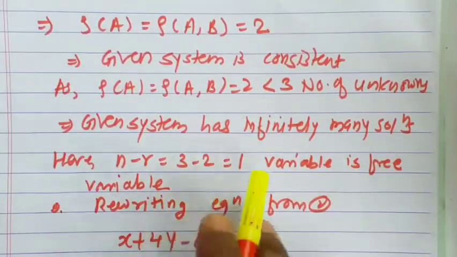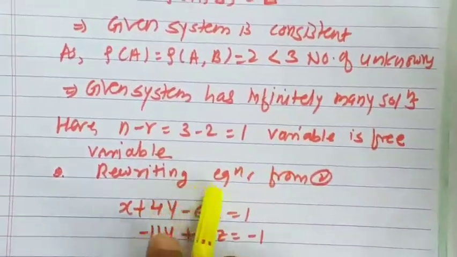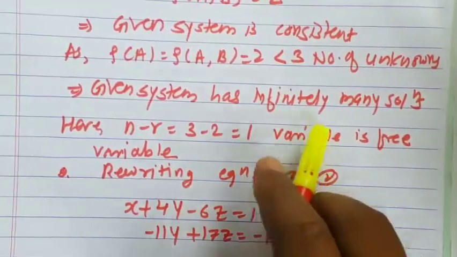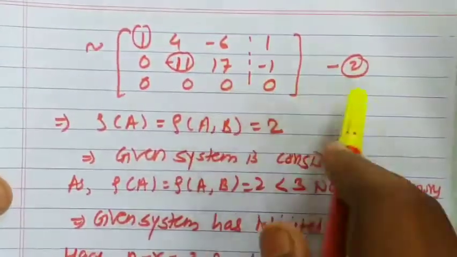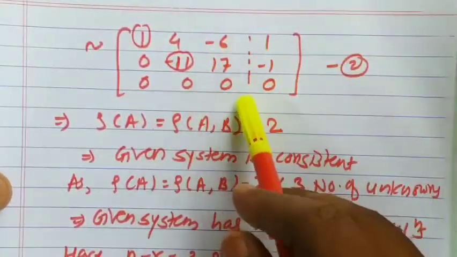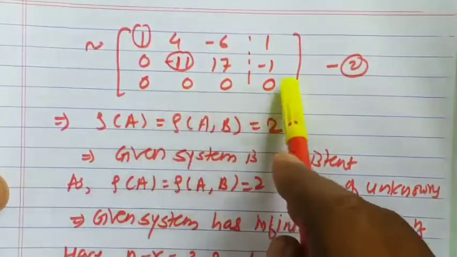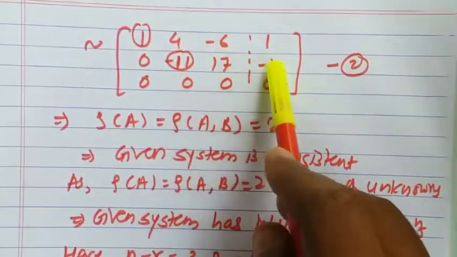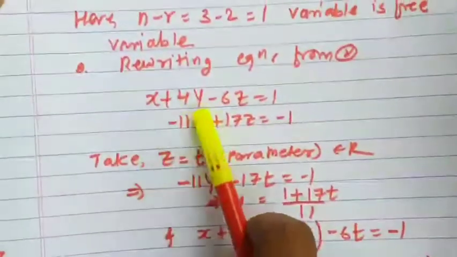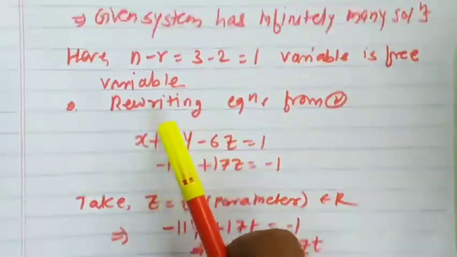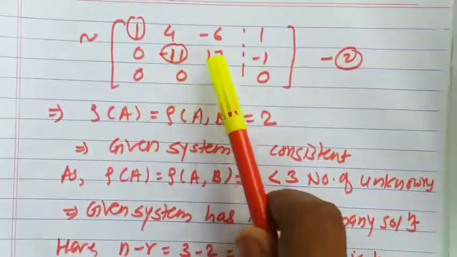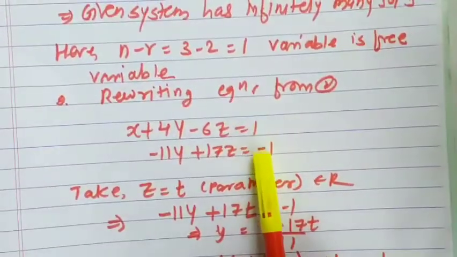Now for that purpose, first we have to rewrite the equations from this echelon form. Now I have written the equations. There are only 2 equations we'll get, not 3, because the last row is 0. So the first 2 non-zero rows give us x plus 4y minus 6z equal to 1, and the second row gives us minus 11y plus 17z equal to minus 1. So these are the 2 equations that we have obtained.